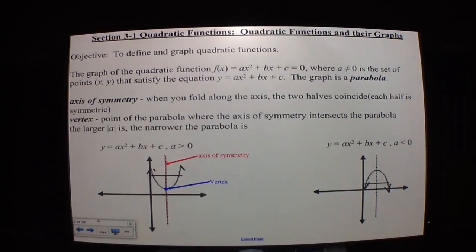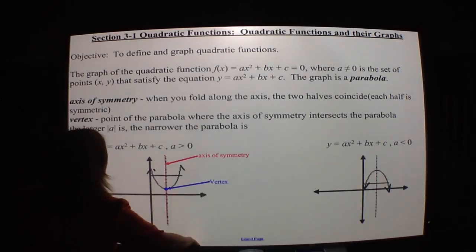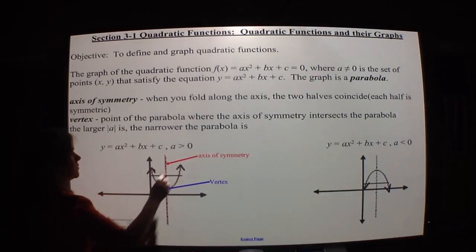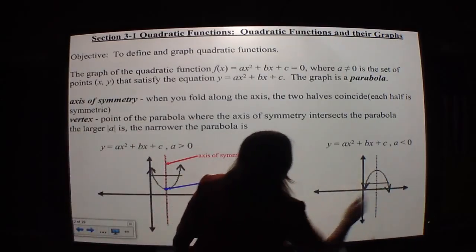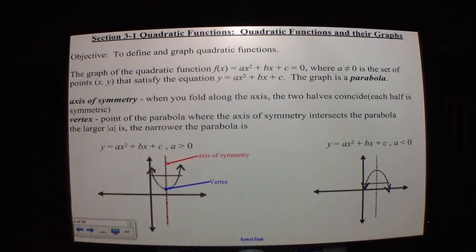Section 3.1, quadratic functions. We're going to define and graph quadratic functions. The graph of the quadratic function f of x equals ax squared plus bx plus c, where a is not equal to 0, is the set of points x comma y that satisfies the equation y equals ax squared plus bx plus c. Parabolas. Here's some pictures of parabolas. And on yours, you might want to put arrows because it goes up and down forever. Those are what parabolas look like.